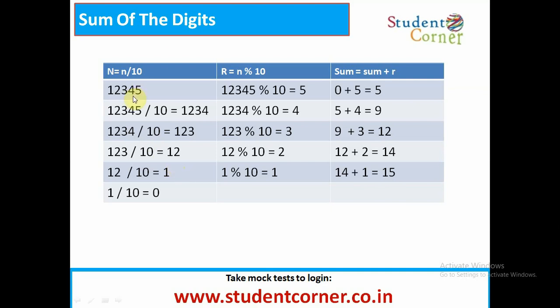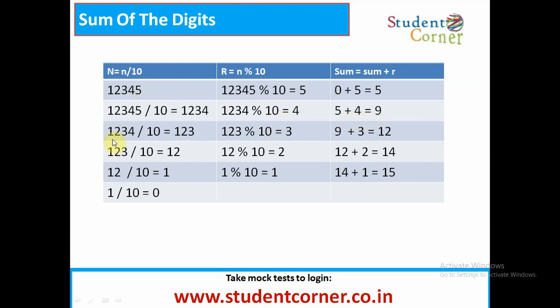So here I take n is equal to 12345, that is modulo 10, we will get the remainder 5, and initially sum is equal to 0, sum plus 5 is equal to 5. Now 12345 divided by 10 will get 1234. Now 1234 modulo 10, we will get remainder 4, and previously the sum is 5, plus 4, it will become 9.